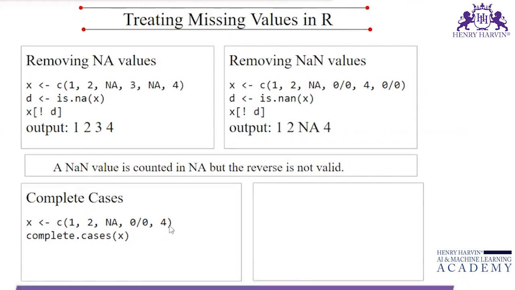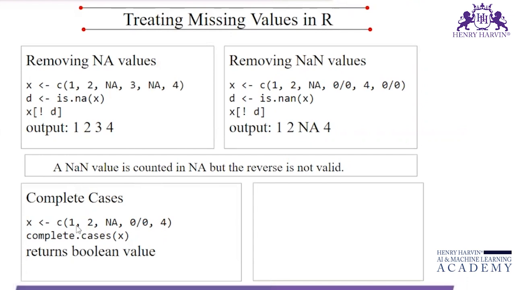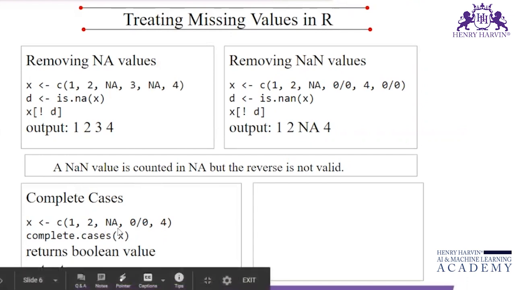So let's see what the output is. It will return you Boolean values. Now what are Boolean values? That is TRUE and FALSE. So wherever there is a complete case, like the first position, second position, and the last position, they are the complete cases where there is no NA or NaN. It will give a TRUE value there, and wherever there is NA or NaN, it will give the FALSE value.